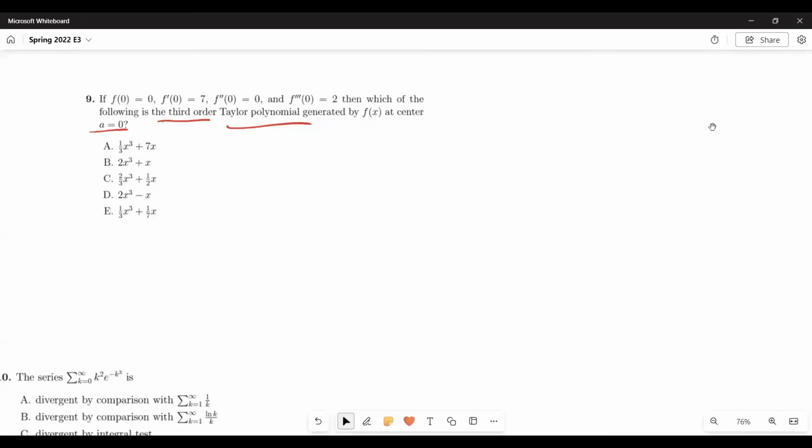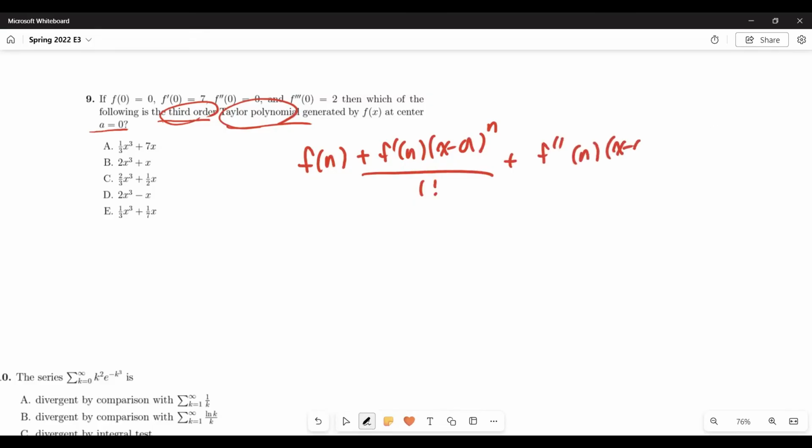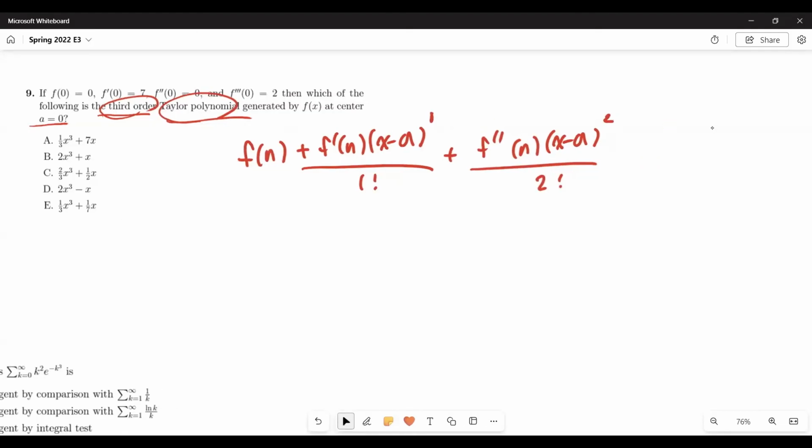Okay, number 9. So it's asking which of the following is the third order Taylor polynomial. So if you remember your Taylor polynomial equation, it's going to be something like f of a plus f prime of a times x minus a over 1 factorial, plus f double prime of a times x minus a to the square power over 2 factorial, and then f triple prime of a times x minus a to the cube power over 3 factorial.